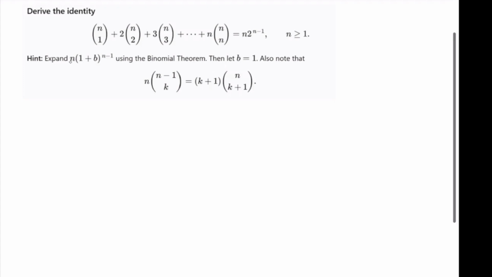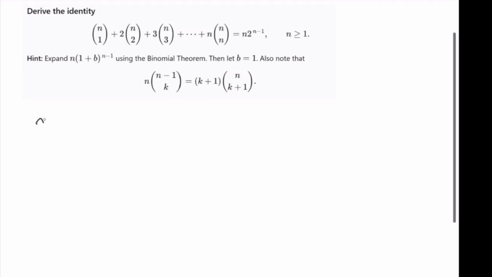All right, so here's the hint. We're going to expand n times 1 plus b to the n minus 1 using the binomial theorem, and we're going to let b be equal to 1. It also tells us to note this equality here. I'm just going to quickly showcase why this equality is true.